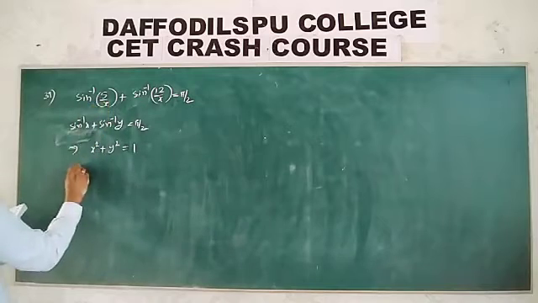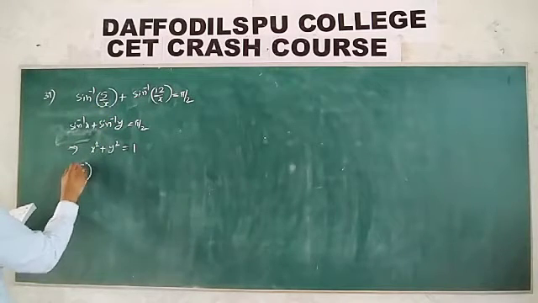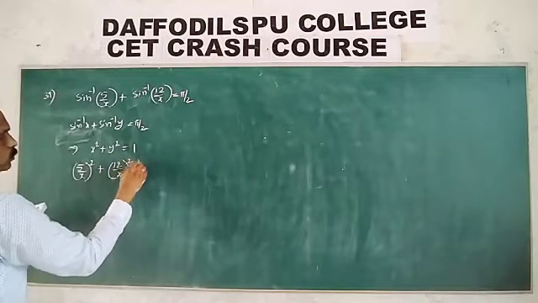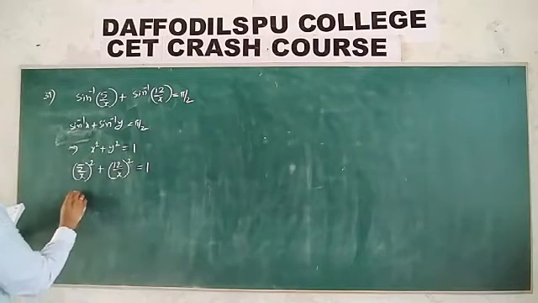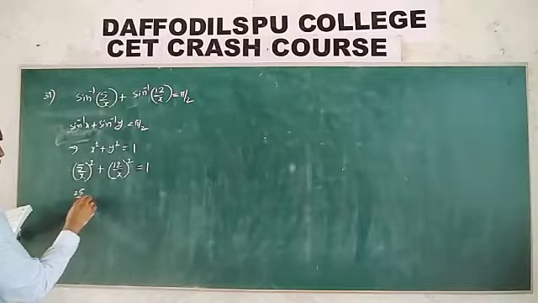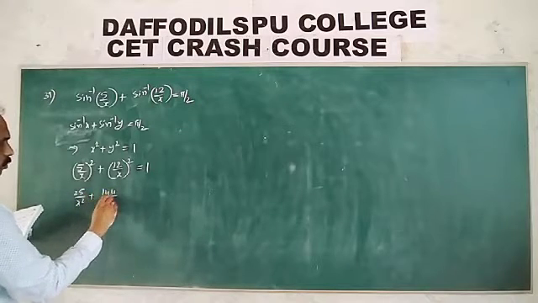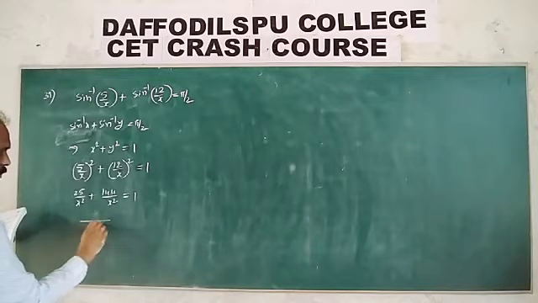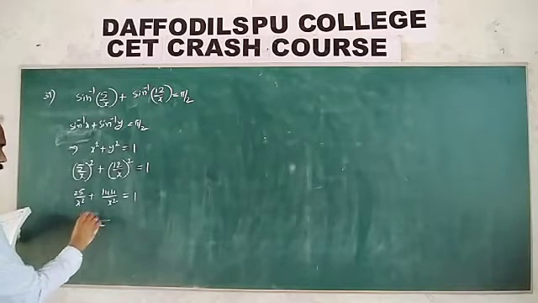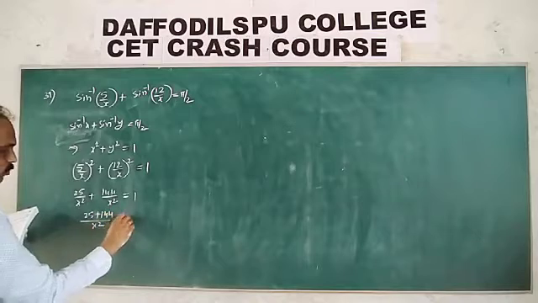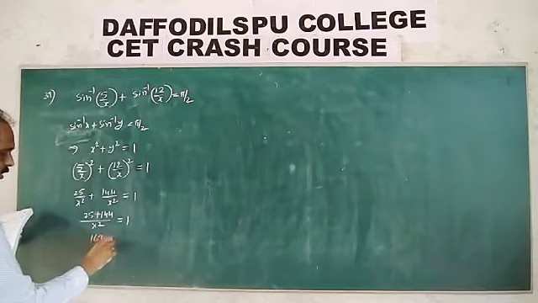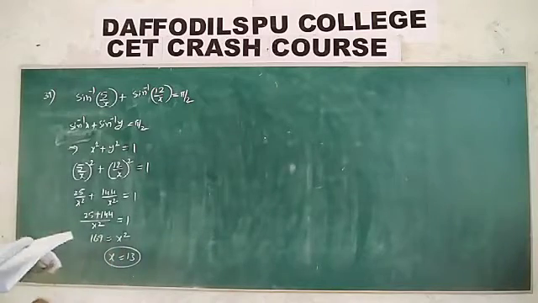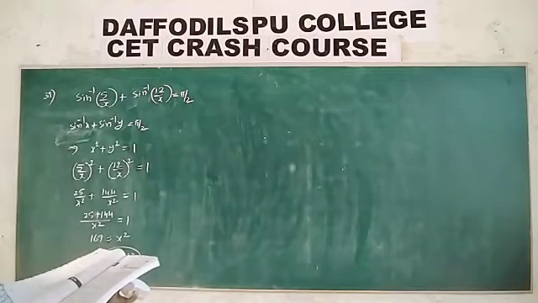So what is x here? 5 by x whole square plus 12 by x whole square is equal to 1. 25 by x square plus 144 by x square is equal to 1. That implies x square is equal to 25 plus 144, which is 169. So x square is 169, x is equal to 13. So that is the answer. Third option.